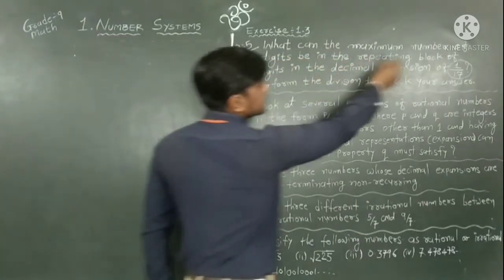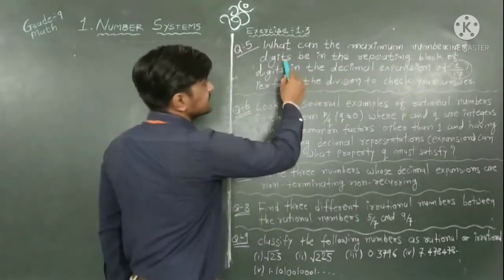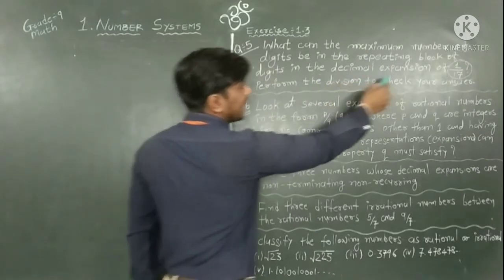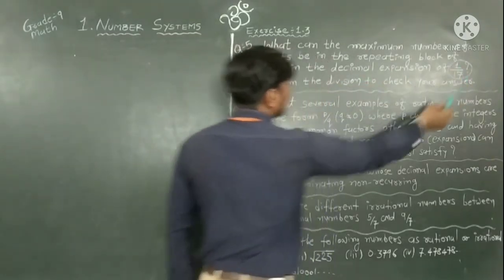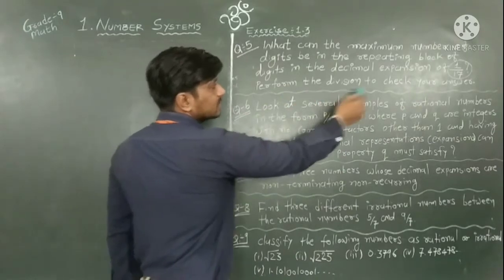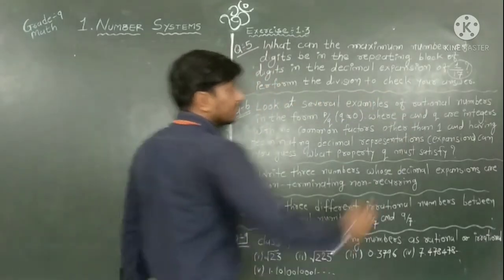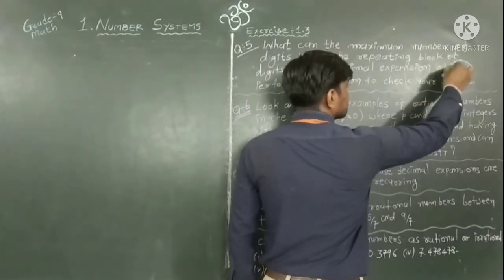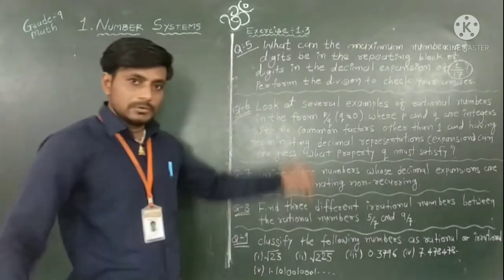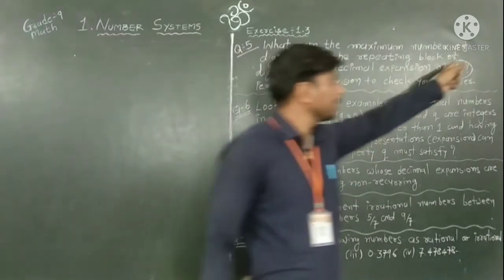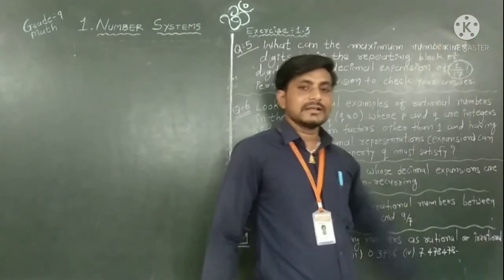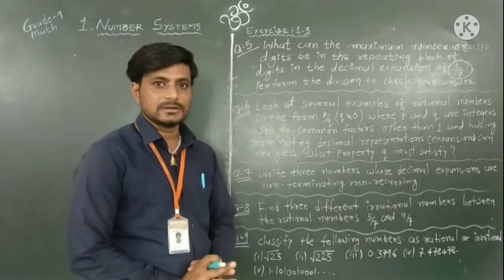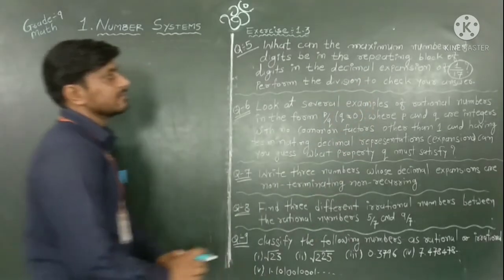What can the maximum number of digits be in the repeating block of digits in the decimal expansion of 1 upon 17? Perform the division to check your answer. Here we have to divide 1 by 17. So we just have to do division 1 upon 17. In previous grades you have learned already how we perform the division method. So let's start.